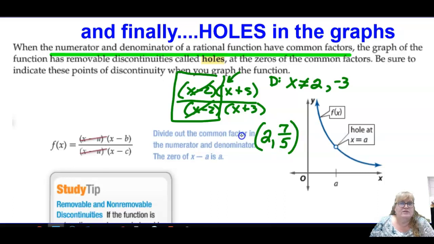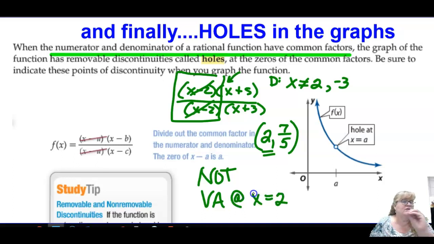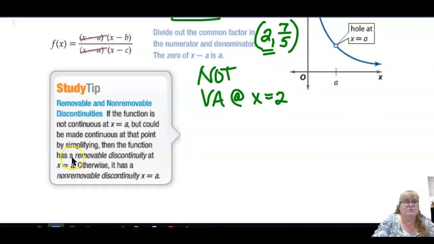But the idea is, this is canceled out, but before you cancel it, you need two things. You need to state it's a domain restriction, and you need to tell me the x of the hole, and then plug it back in. What you need to not do: there is not a vertical asymptote at x equals 2. If there's a hole, there's not an asymptote. If there's an asymptote, there's not a hole. It's one or the other. All right, this is called a removable discontinuity.